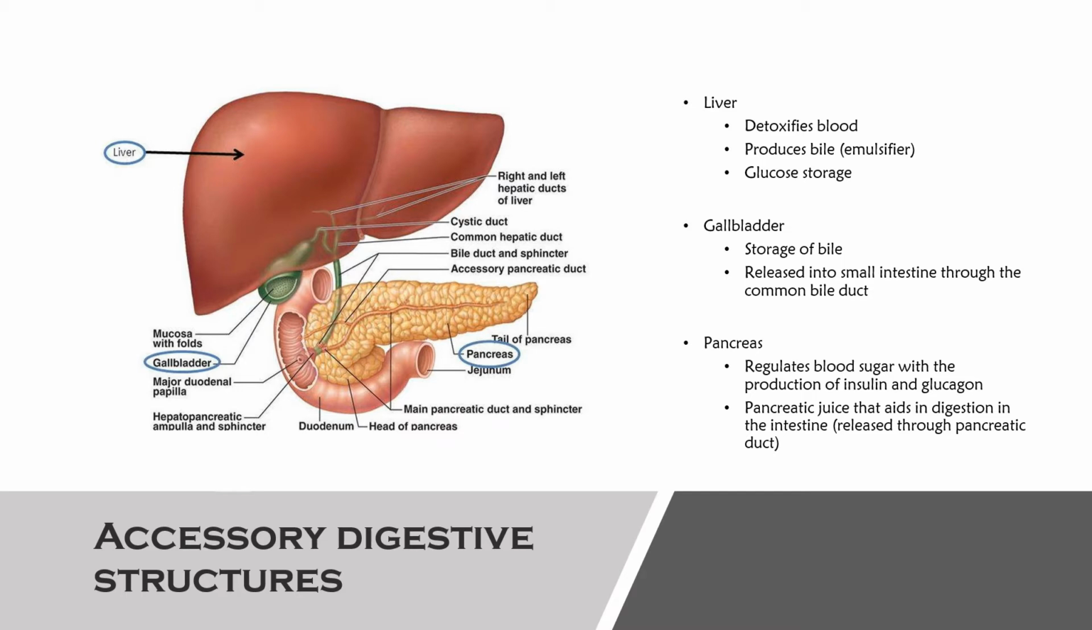There are a few accessory digestive structures as well, the liver being one of them. The liver detoxifies your blood. It also produces bile, which once again acts as an emulsifier to break down fats. It also functions in glucose storage.